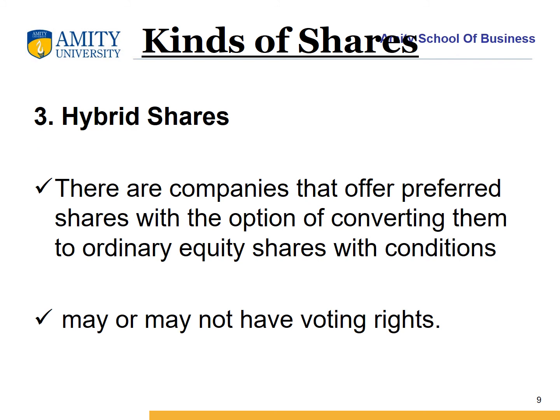The third major category of shares are the hybrid shares. These are issued by the company, and they are issued with the option of converting them into ordinary equity shares with certain conditions after a certain period of time. They may or may not involve voting rights. So certain hybrid shares grant voting rights to their holders. Some do not grant any type of voting right to the holders of these kinds of shares.